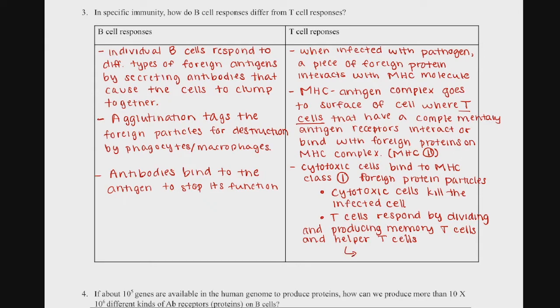Helper T cells produce cytokines, which then promote B cells. And they also activate cytotoxic T cells.